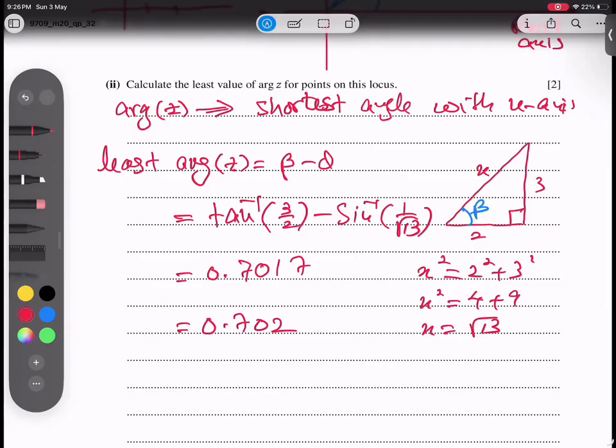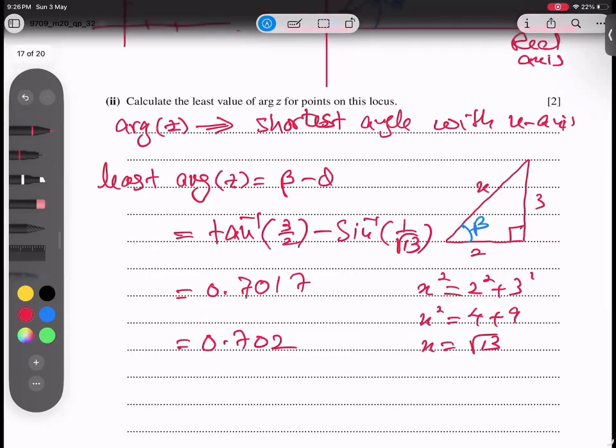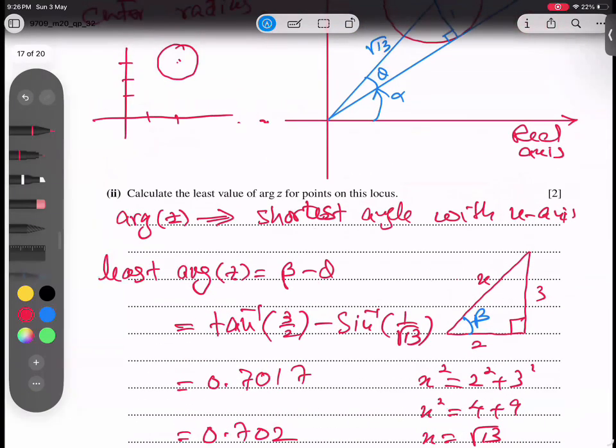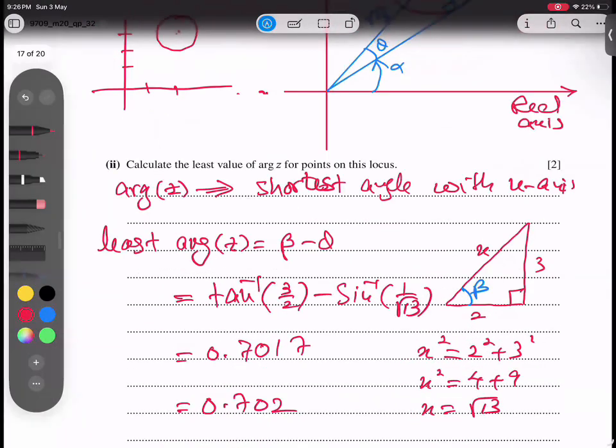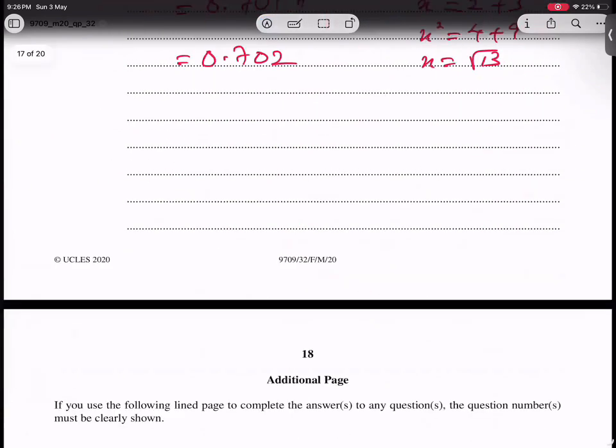So I hope the concept is very clear, and making this diagram is very helpful to solve the question. Otherwise, it would be a difficult question. I hope the point is very clear, and we have done the complete question. So this question is done, and what next question do we have? Paper is done. Paper is over.